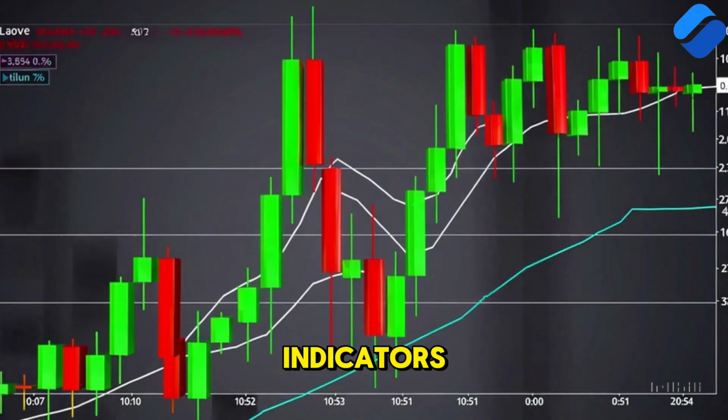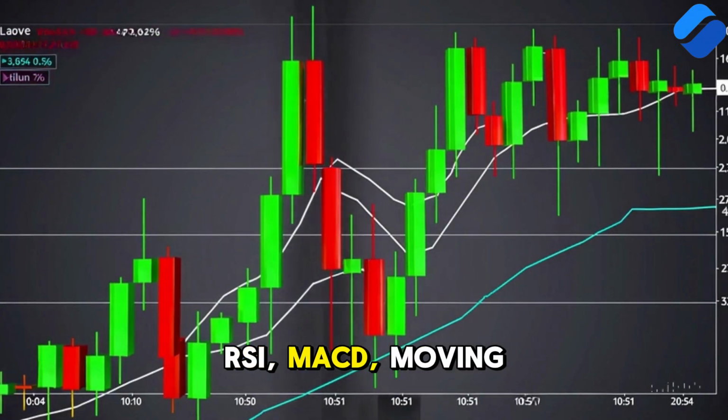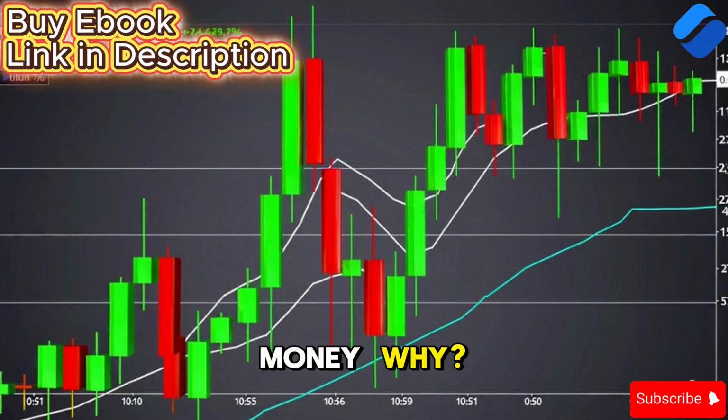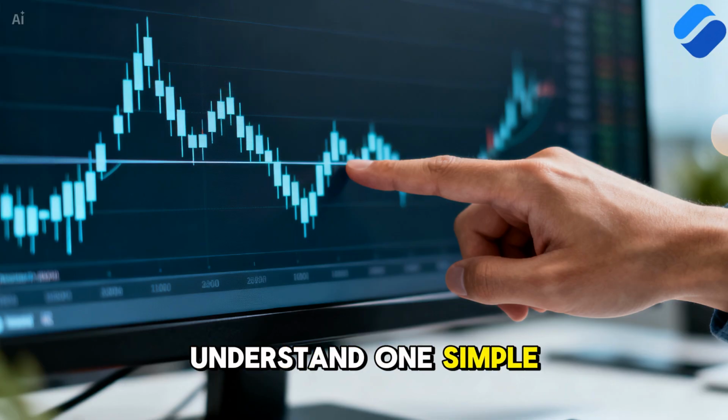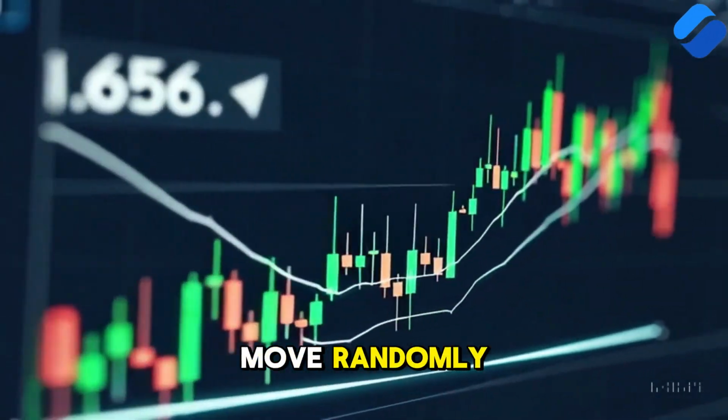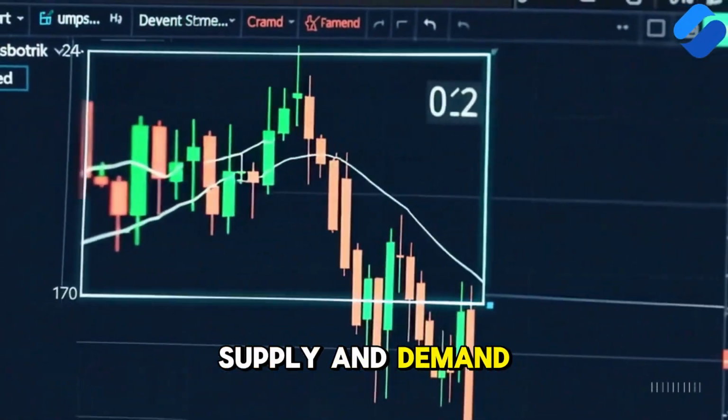Most traders use indicators, RSI, MACD, moving averages, but still lose money. Why? Because they don't understand one simple thing: where price actually moves from. The market doesn't move randomly. It moves from supply and demand zones.